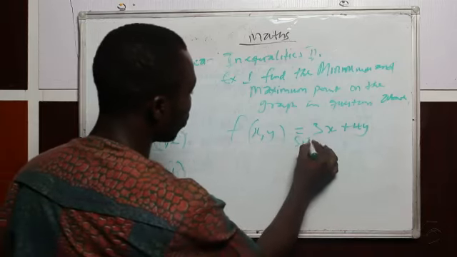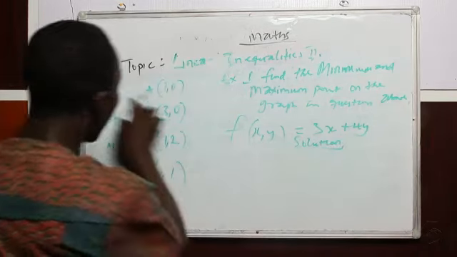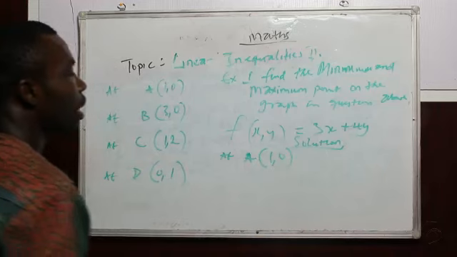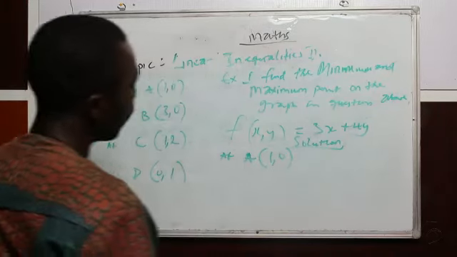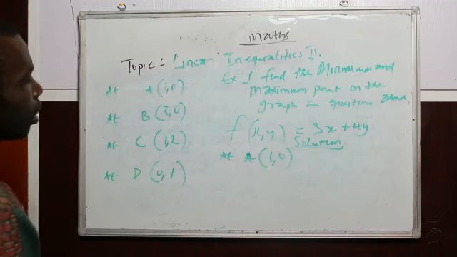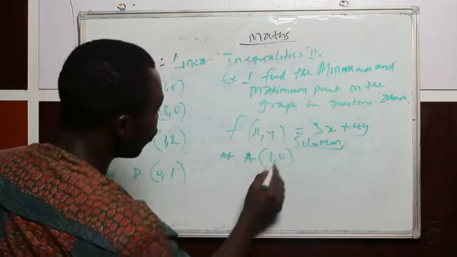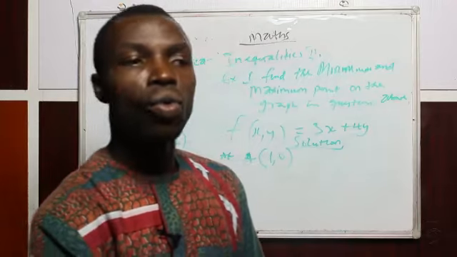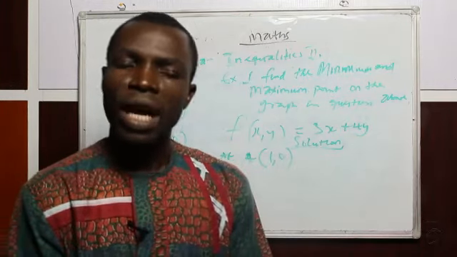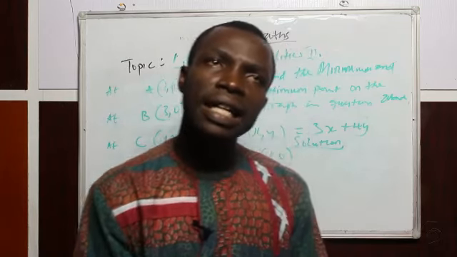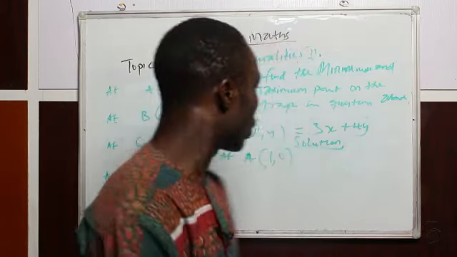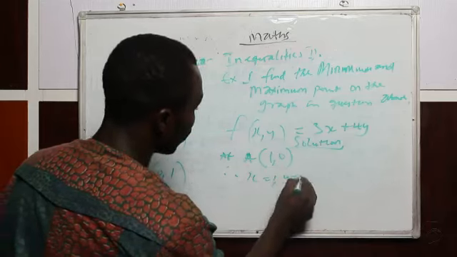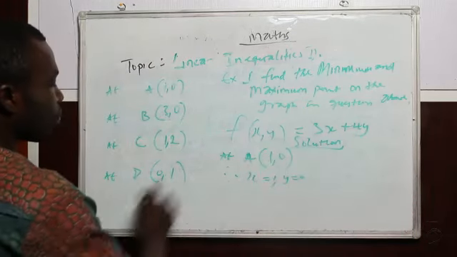Therefore, substitute the solution to it. At point A, we have 1, 0. Then what is our x value? What is our y value? Now, at A, when x is equal to 1, what is the value of y? That is the question we are about to solve now. When x is equal to 1 and y equal to 0, we substitute the values. Therefore, x is equal to 1 and y equal to 0. That is the implication of this question for point A.